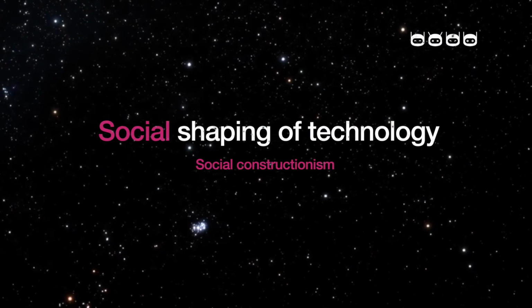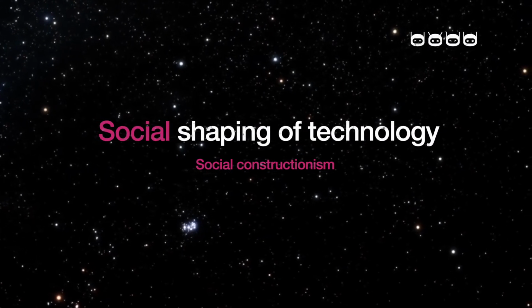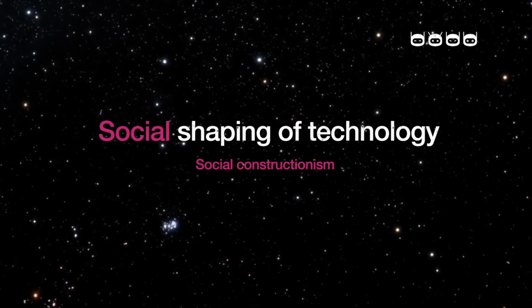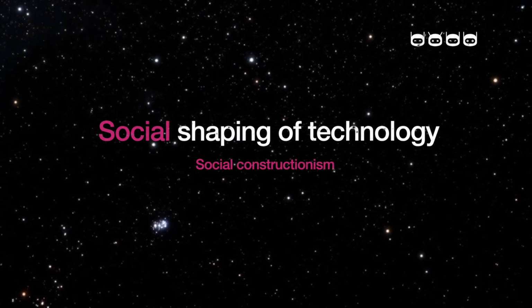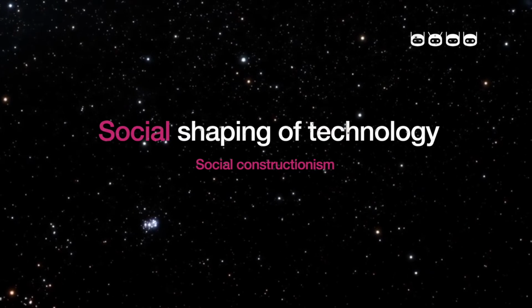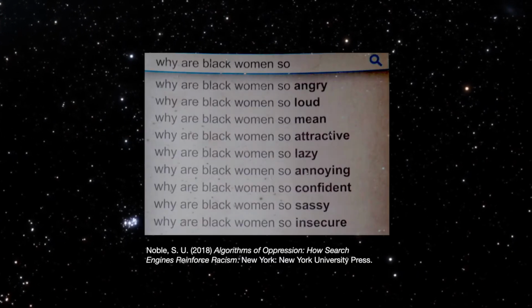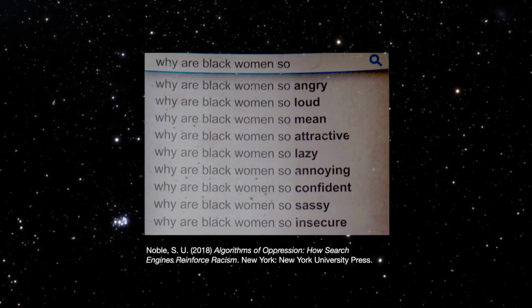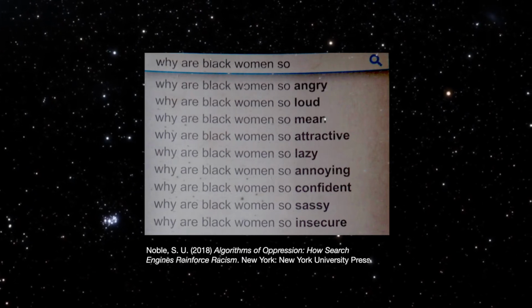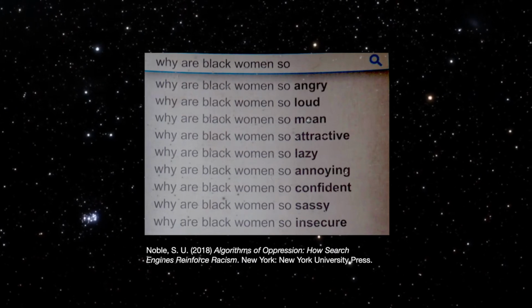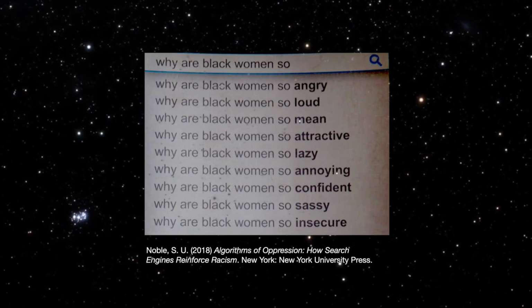What I believe in more is a perspective that is focused on the social shaping of technology, or rather a form of social constructionism, where technology and society mutually shape each other. Here's a very simple example. These recommendations are quote-unquote correct. The algorithm that produced them is quote-unquote smart.